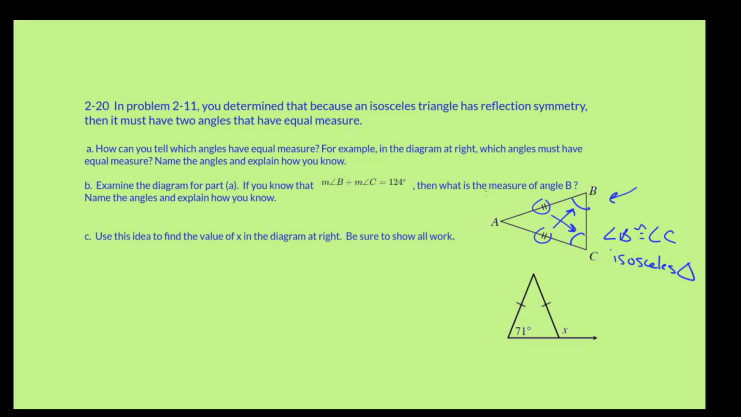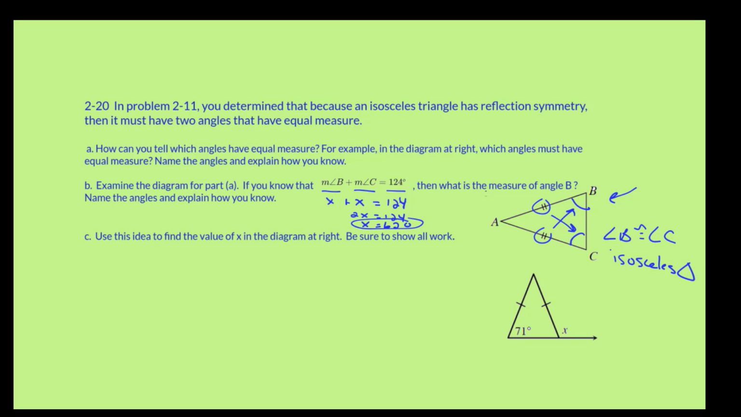Okay, so that helps you with that part of it. But then it says, if measure of angle B plus measure of angle C equals 124 degrees, then what is the measure of angle B? Well, we can temporarily put in an x for each of these because they're congruent. So x plus x equals 124. All right, and I could put more notation in because they are both congruent, but it just means 2x equals 124, which means that x is going to equal 62 degrees.